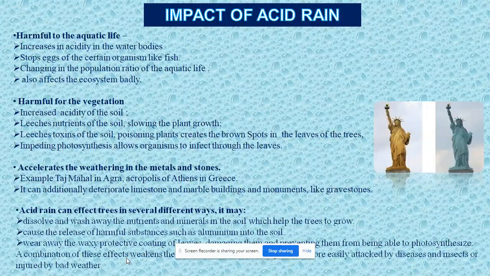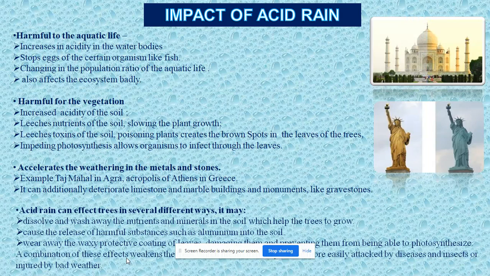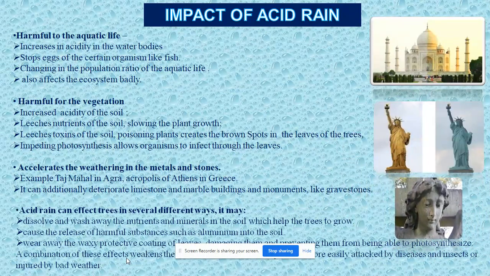Now we need to understand the impact of acid rain. This is harmful to aquatic life. It increases the acidity in water bodies, stops the activity of certain organisms like fish, changes the population ratio of aquatic life, and also affects the ecosystem badly.